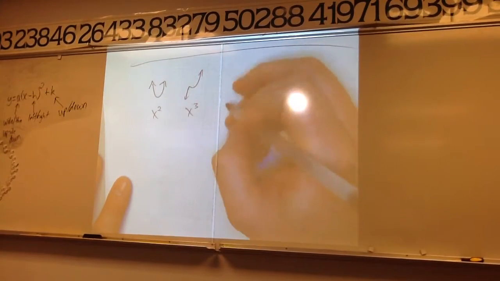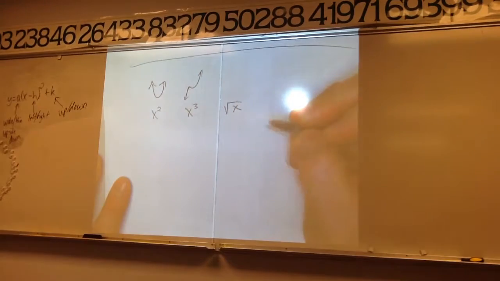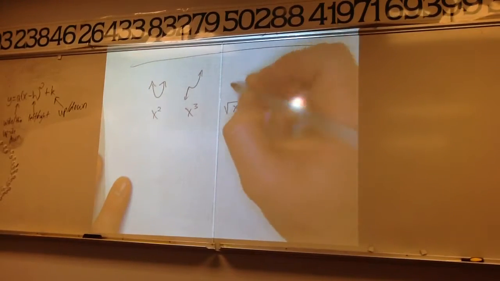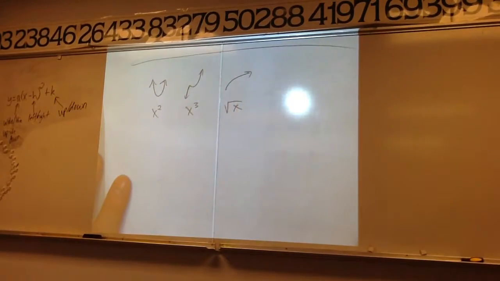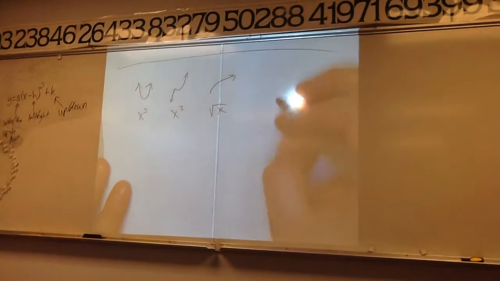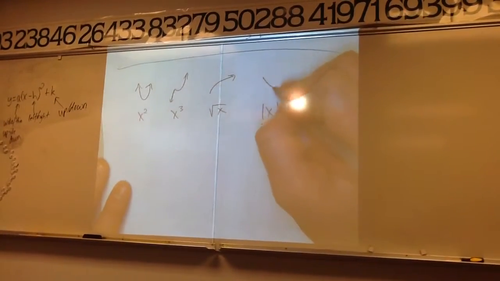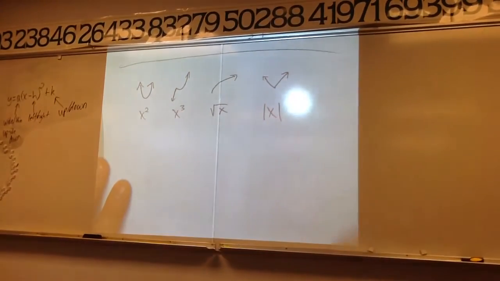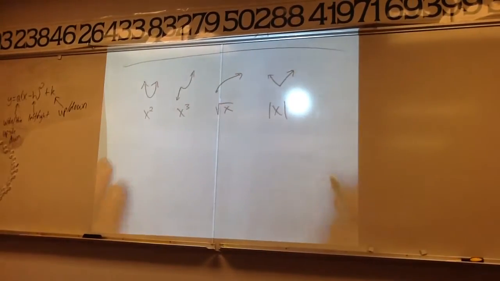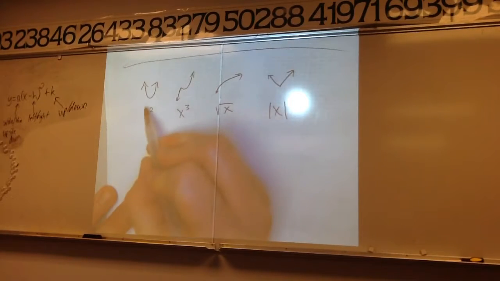How about square root of x? Or third root? It's like an arrow, like that. It's flatter than that. Absolute value of x is the opposite. It's a V. What's x to the fourth? x to the fourth would be a parabola again.